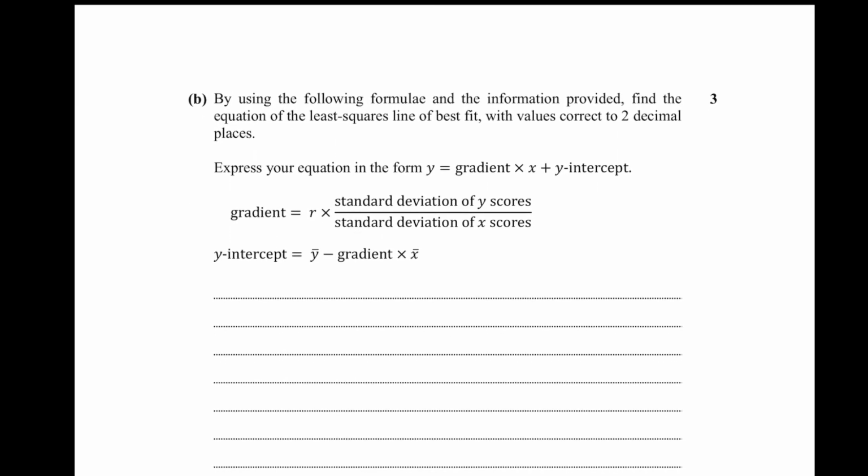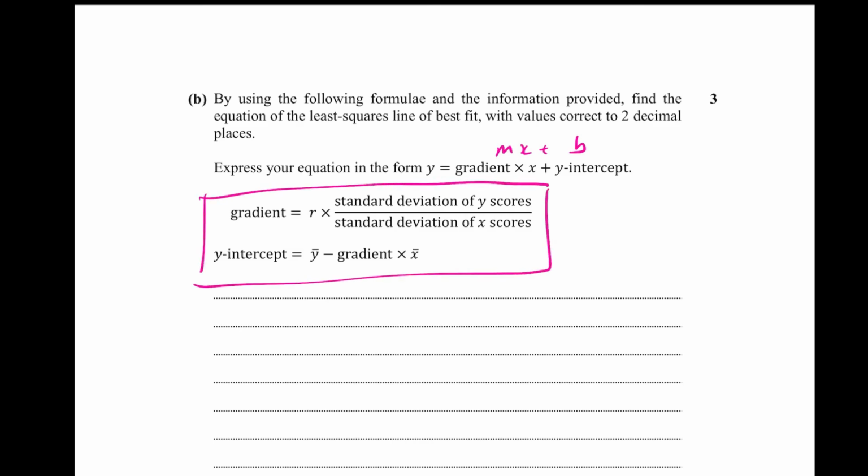Part B, by using the following formulae and the information provided, find the equation of the least squares line of best fit with values correct to 2 decimal places. Express your equation in the form of y equals gradient times x, so this is your mx plus b. Now, we can determine our gradient. They're going to give you this, okay? You're not expected to remember it. They will give that to you in the exam.